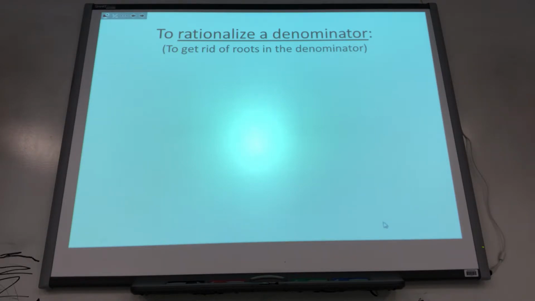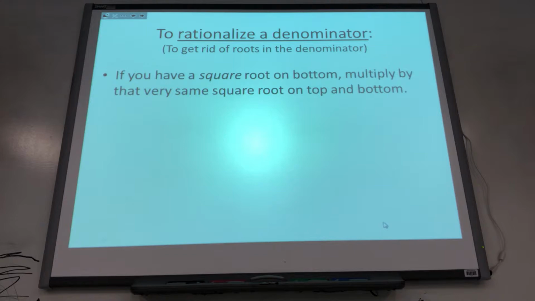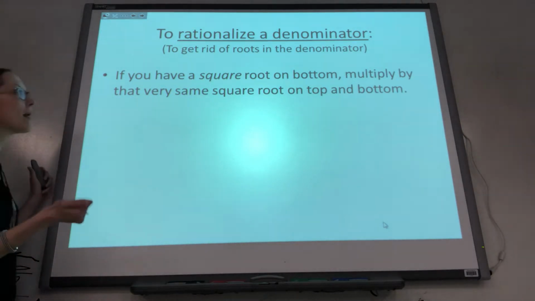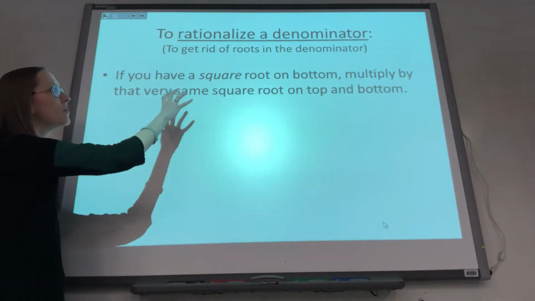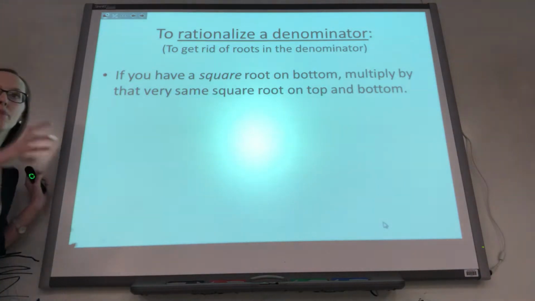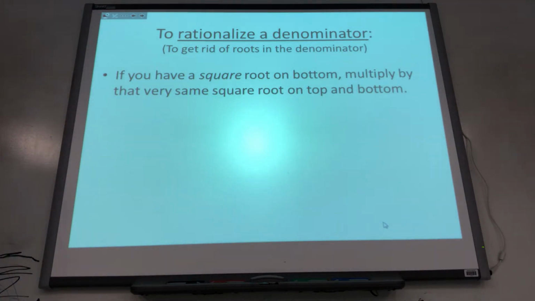Okie doke. Now, I think if you look back at your notes from this stuff, I gave you a couple rules about doing this. One rule was how to do it if you have a square root on bottom. Another rule was about if you have a cube root on bottom, but I'm going to give you a hint about the test. You won't have to rationalize with cube roots on bottom. That was like a whole other thing.